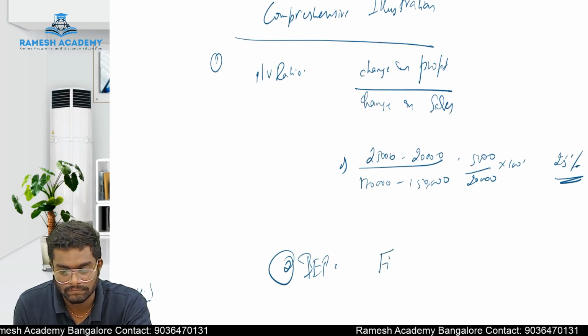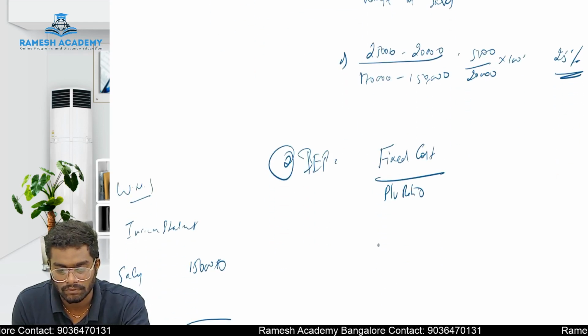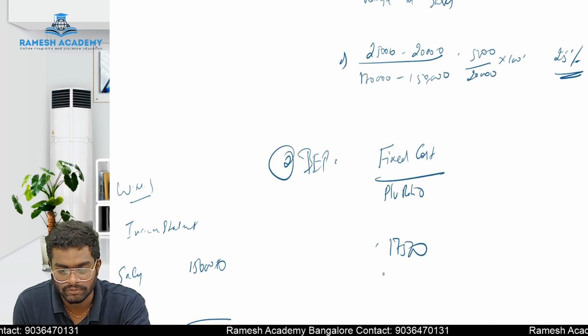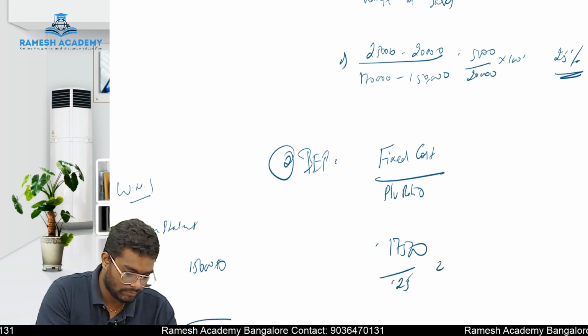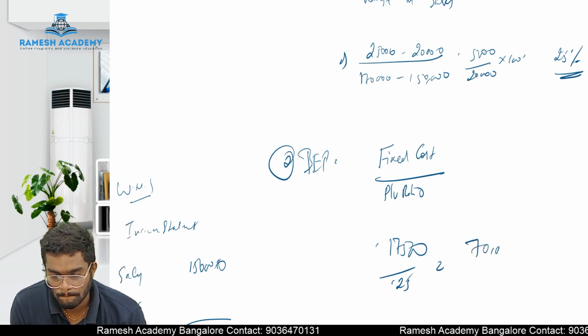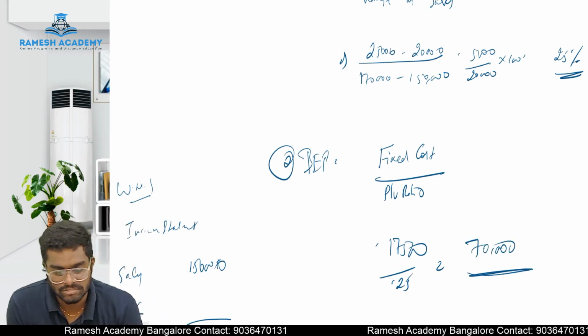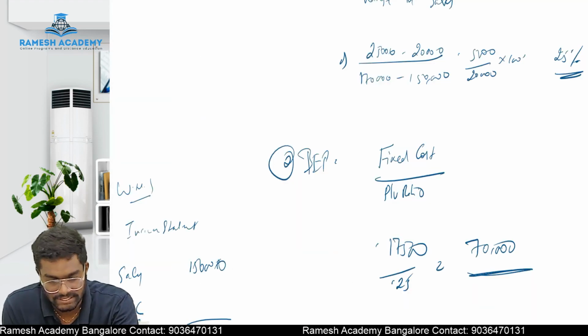BEP is fixed cost by PV ratio. So 17,500 divided by 0.25. 17,500 divided by 0.25 is 70,000. This is my BEP. Next we have to find the desired sales.